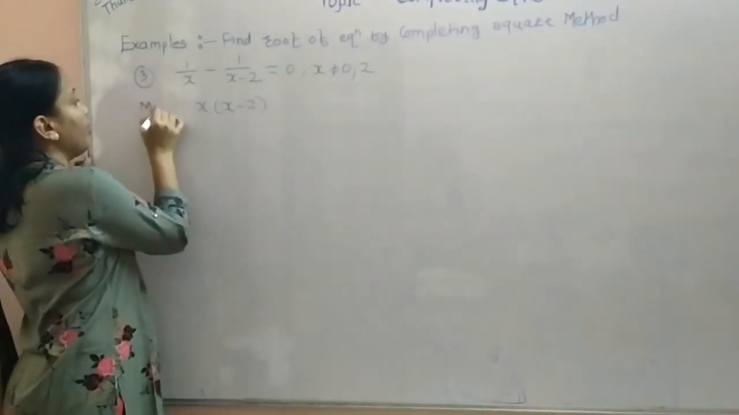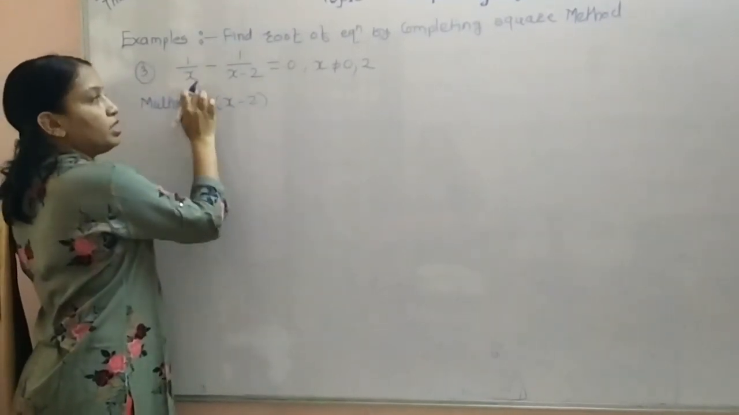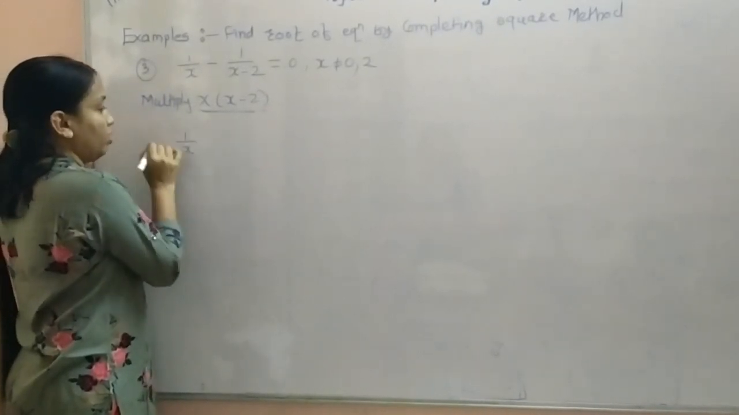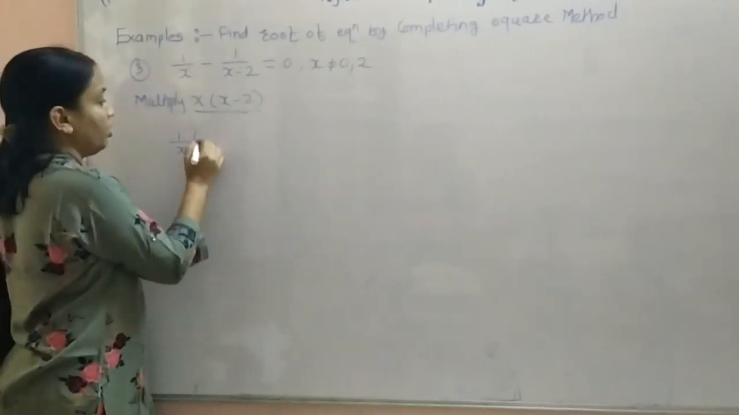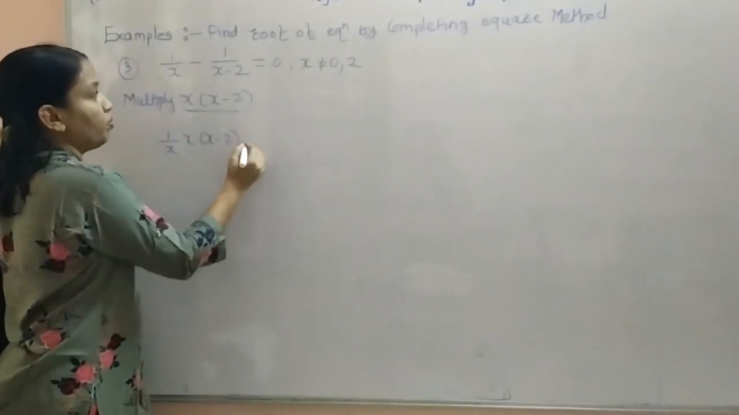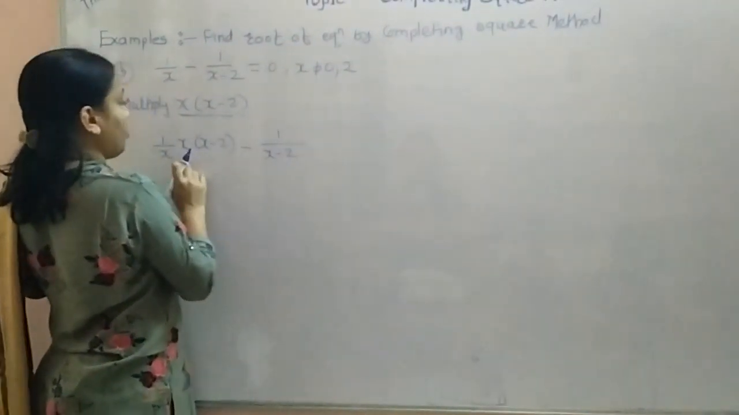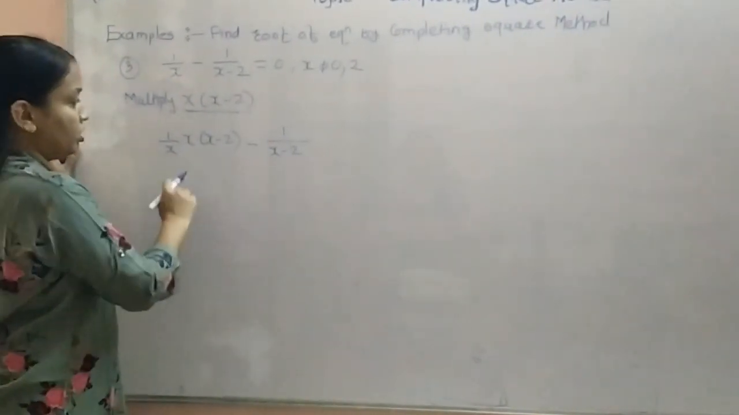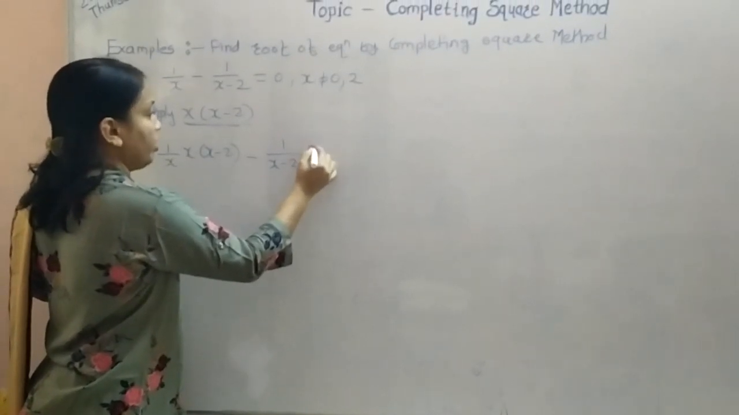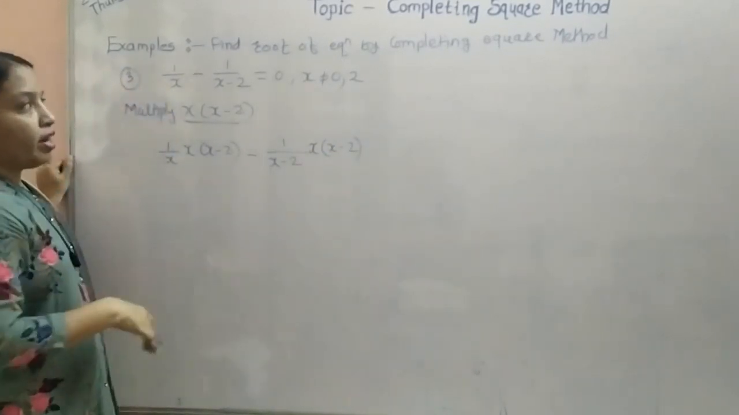Therefore, multiply LHS and RHS, means each term, by this term. So, what you will get? 1 by x. I am doing it stepwise for your convenience. Okay. X into x minus 2 minus 1 by x minus 2. Again, we are multiplying each step by this one. Okay. And here will be x and x minus 2. Actually, we are taking LCM.